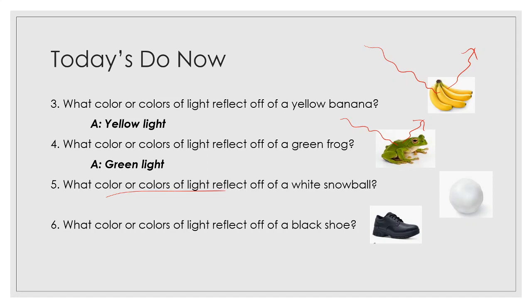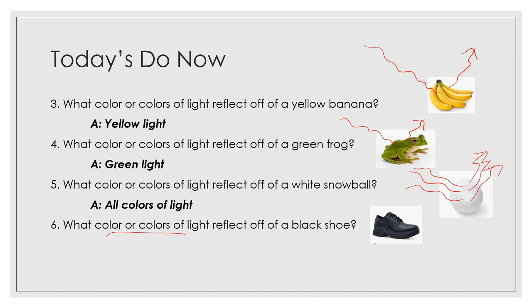What color or colors of light reflect off of a white snowball? All colors of light. We learned that white light is made up of all the other colors, and so any different color of the rainbow that could come in off the snowball would come bouncing right back off, and that is why it looks white, because it reflects all the colors together.